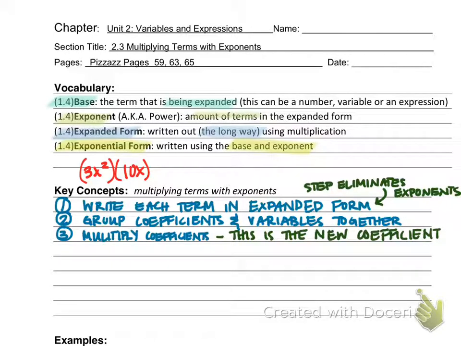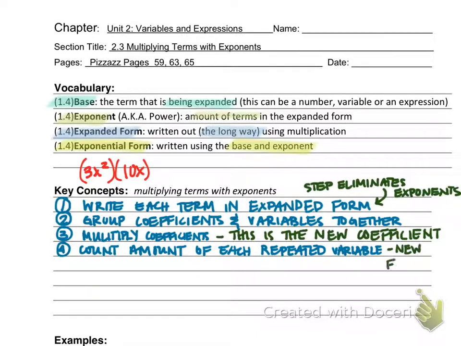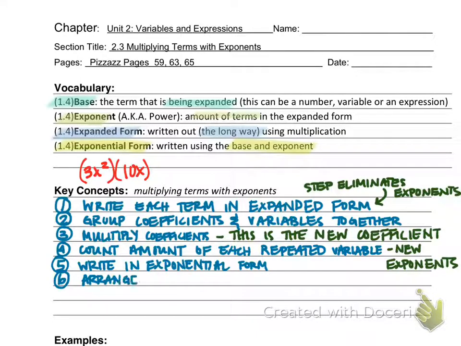Step 4 is very similar in the sense that we're going to count the amount of each repeated variable. And we're going to identify then the new exponents for each variable. The 5th step is to write in exponential form, so using the base and the exponent. And our last step is to write in alphabetical order. So we're going to arrange our variables in alphabetical order.